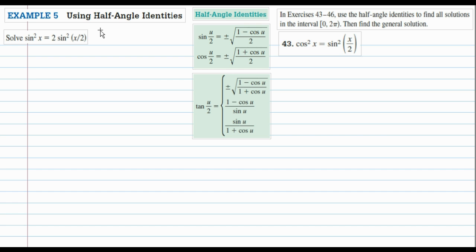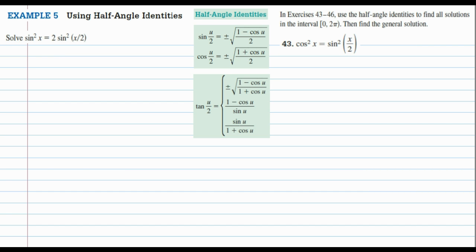We're going to use half angle identities in example 5 to solve for the sine squared of x equals 2 sine squared of x over 2. So another situation where we don't have a proof. They are not always equal, the left side and the right side here, but there are a few x values where they are equal, so their graphs will cross.